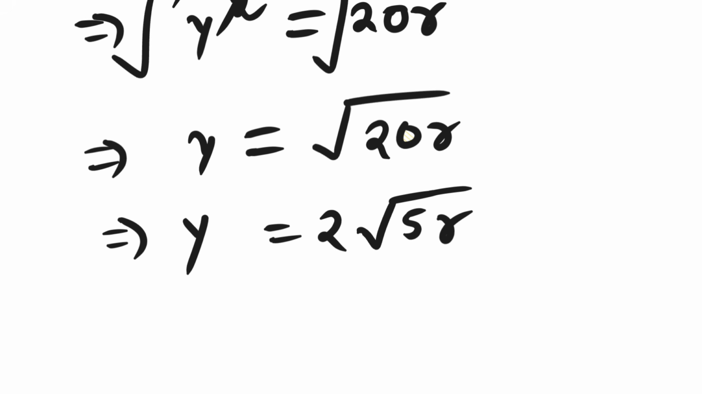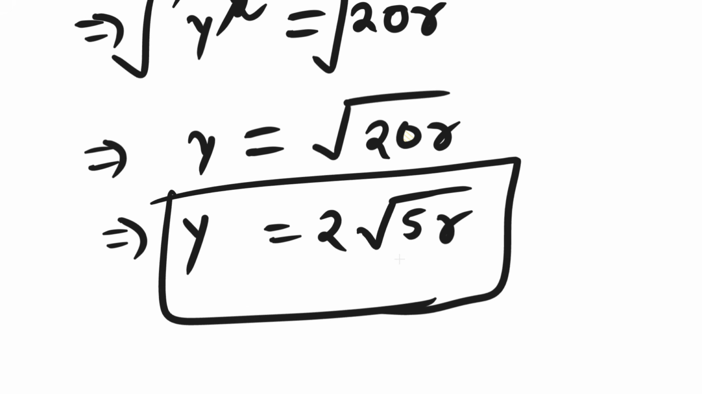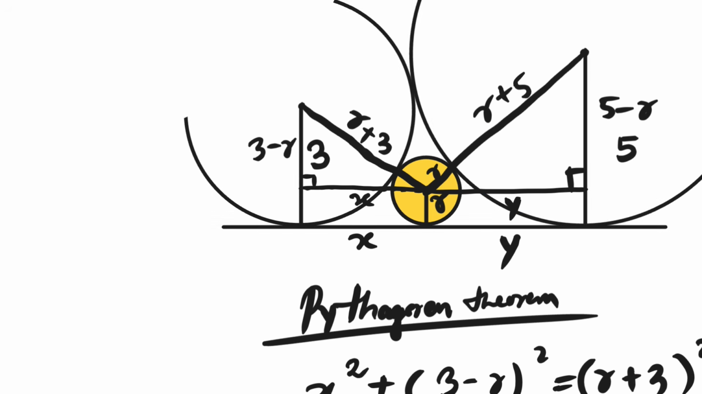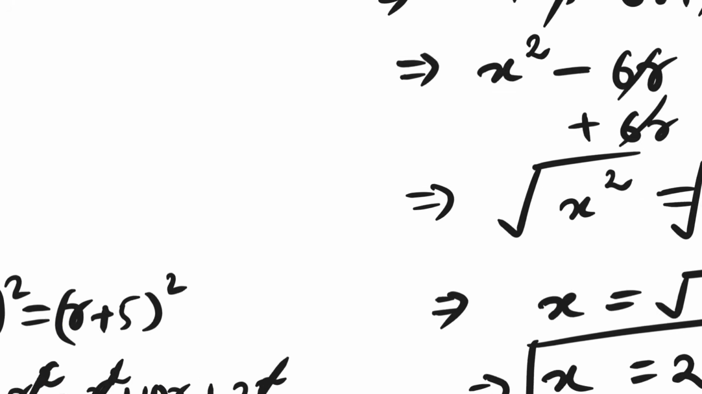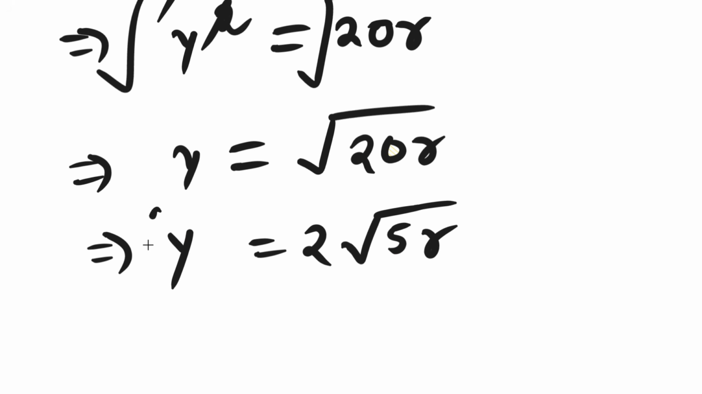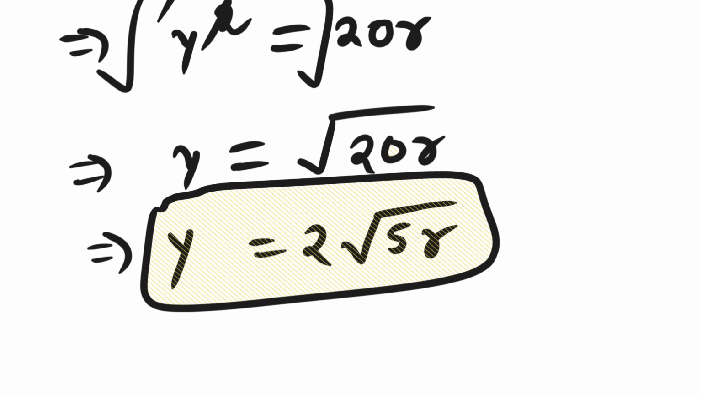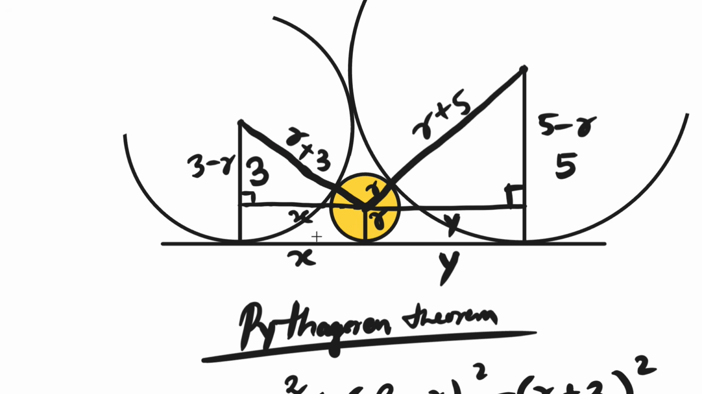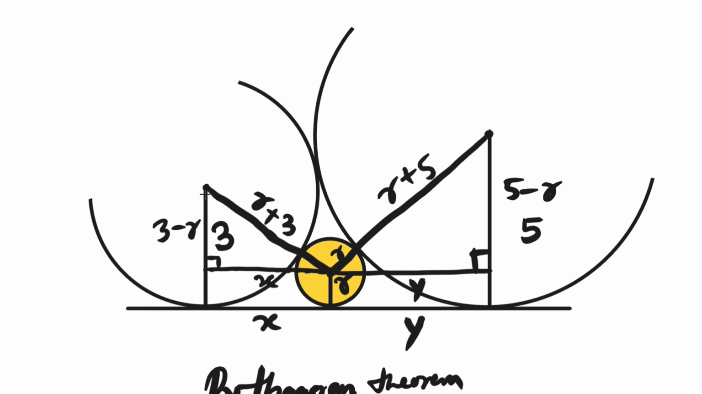So now we have both horizontal distances. From the left side, x equals 2 multiplied by the square root of 3r, and from the right side, y equals 2 multiplied by the square root of 5r. Now, we need to connect these two results. Look at the two large circles. Their radii are 3 and 5.